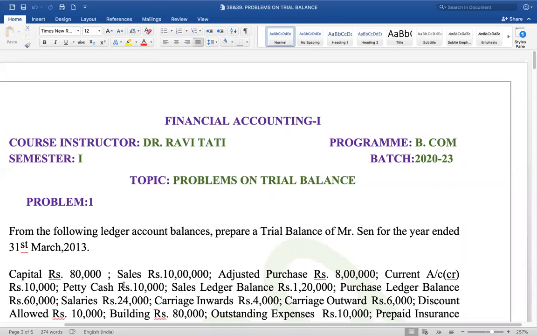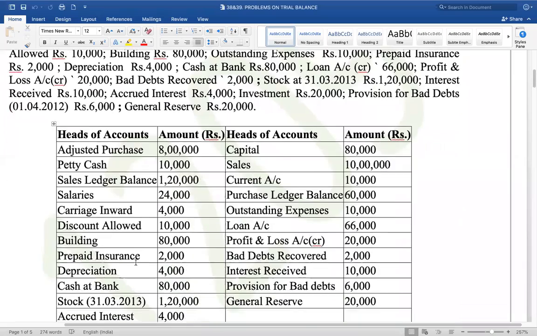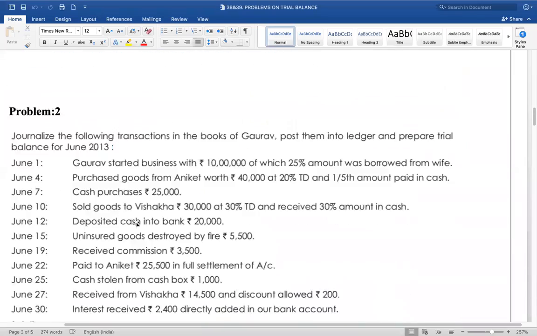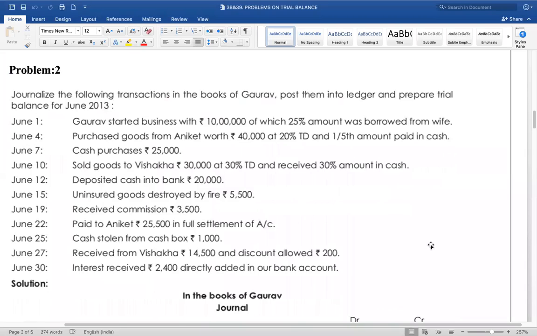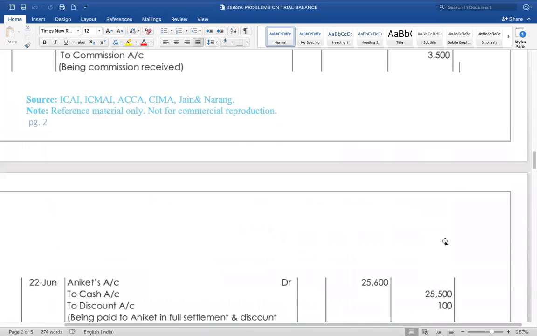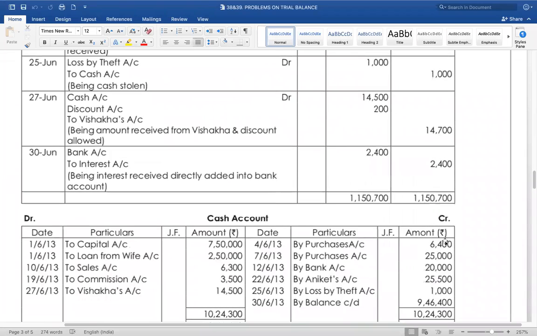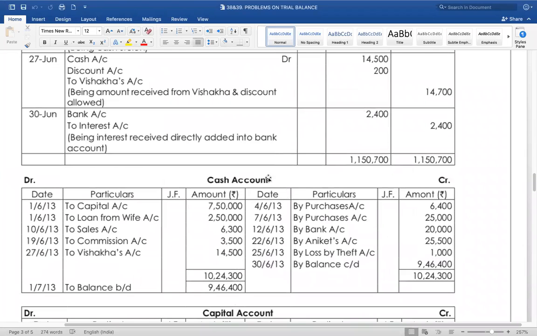So we have answered one question. Where is that question? This is the question: journalize the following. Journalize we have done. Now post them into ledger accounts. Ledger means a book comprising of so many accounts. So let's first begin with the cash account.